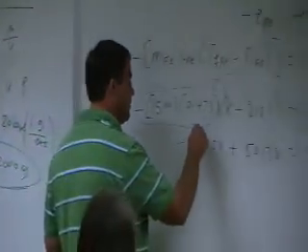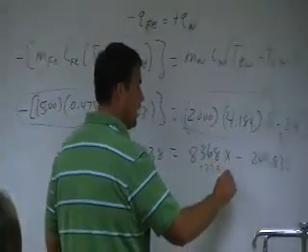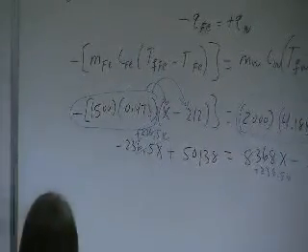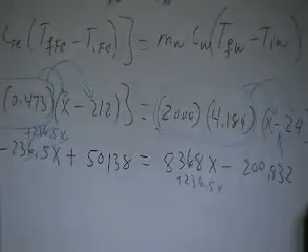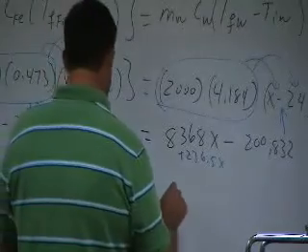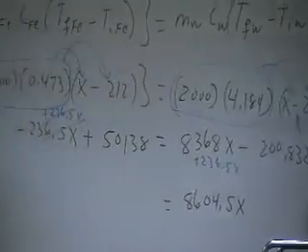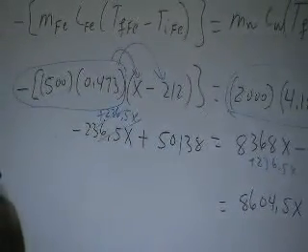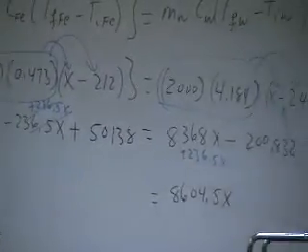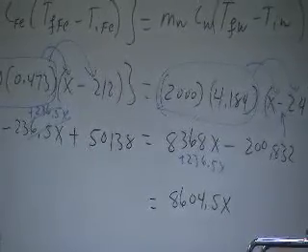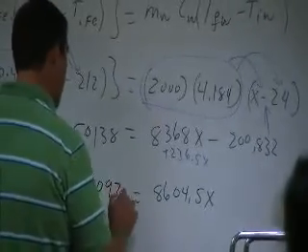All right, so let's do that. Plus 236.5x plus 236.5x. So 8,368 plus 236.5 equals, okay, so this number here is 8604.5x. We're going to add that over here, so that's going to be a positive 200,875. Wait a minute, 200,832 plus 50,138. 250,970.